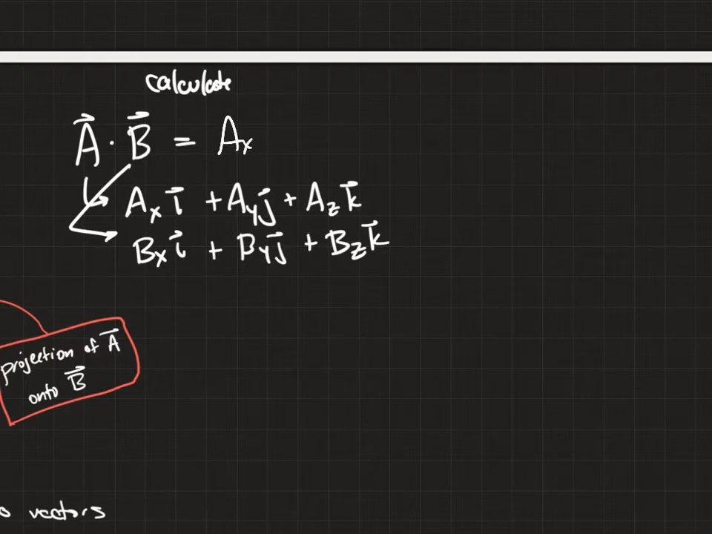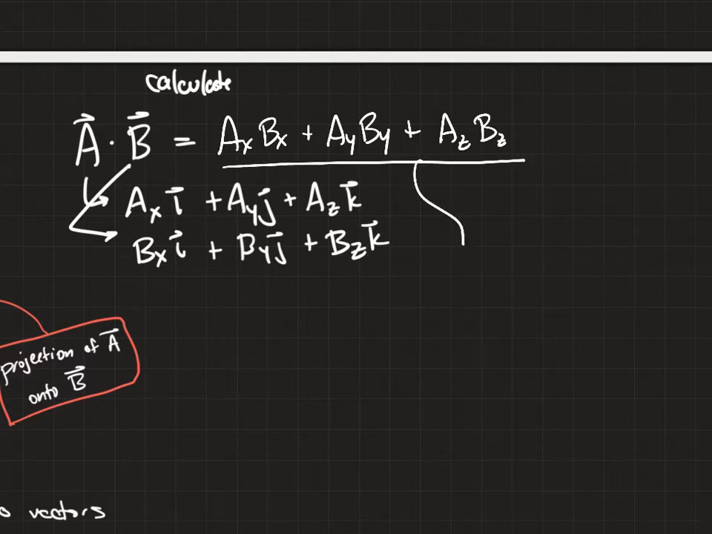It's ax bx plus ay by plus az bz. Cool, right? Now notice this is a scalar. All these things add together, and it loses all direction. So that's pretty huge.